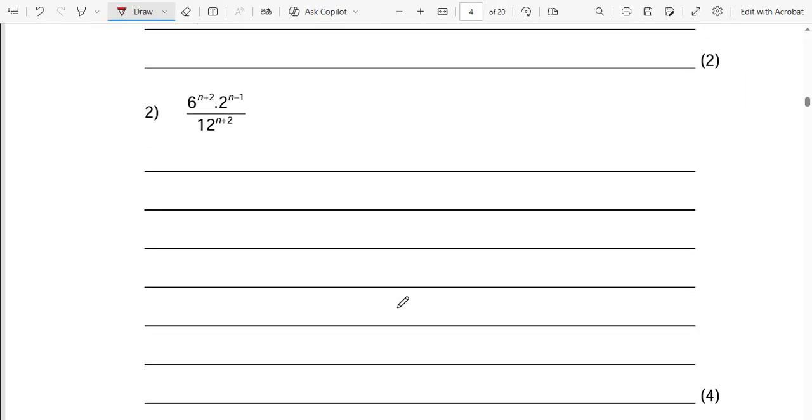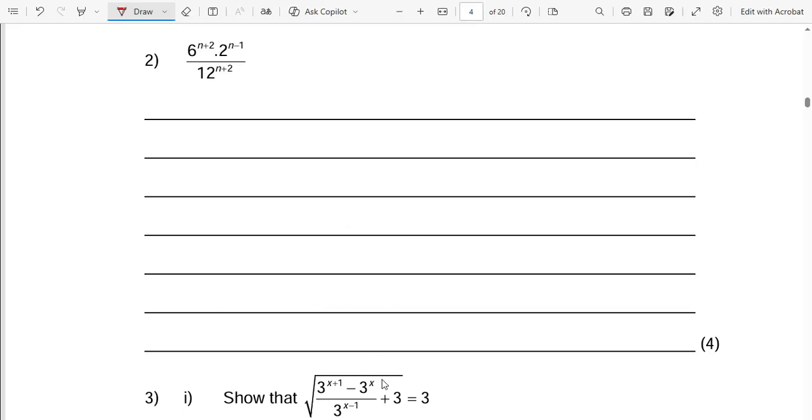Okay, the next question for 4 marks has to do with the laws of exponents. On this one, first thing first, we need to make the base the same. We know that 6 can be broken into 3 times 2. So I'm going to first change that 6 and say this is 3 multiplied by 2, everything to the n plus 2, times 2 to the power n minus 1. And everything here is divided by 12.